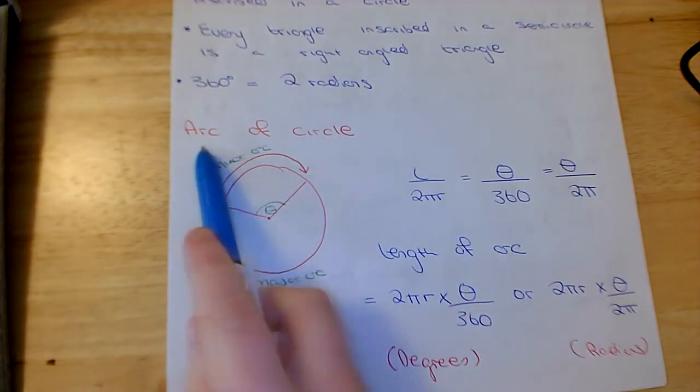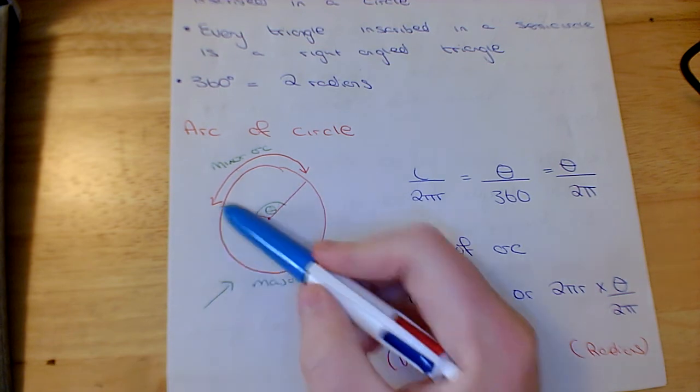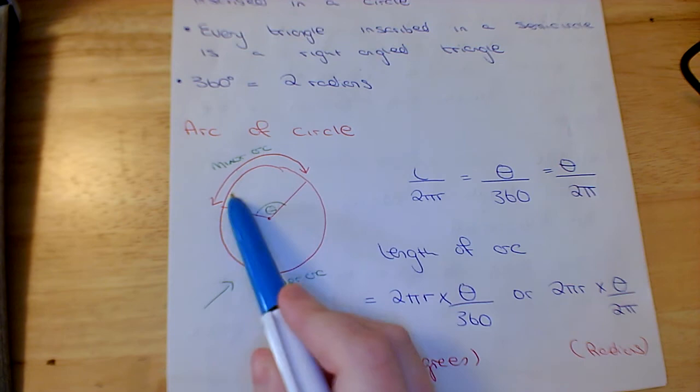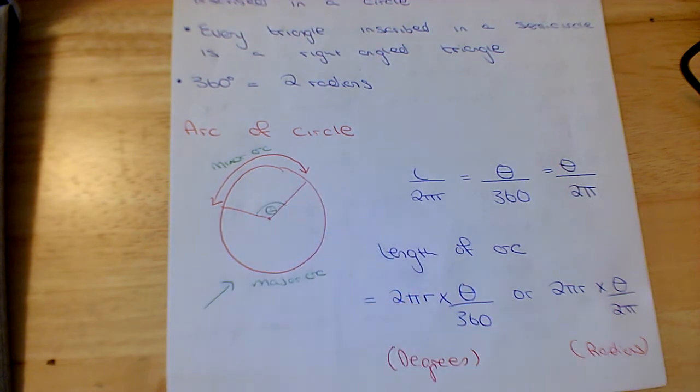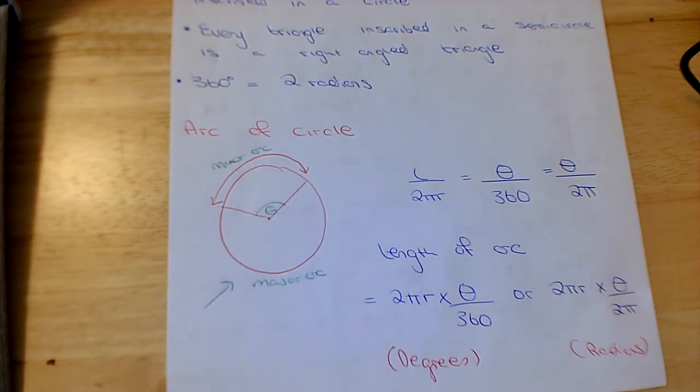What I have here is the arc of a circle, okay? Right, so this is my entire circle. My arc is just this part here, okay? So the outside, that's my arc, and that's my minor arc, okay? So it's my small arc, whereas the rest of the arc outside here, that's my major arc, okay?